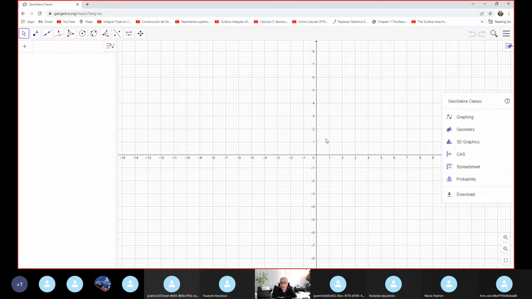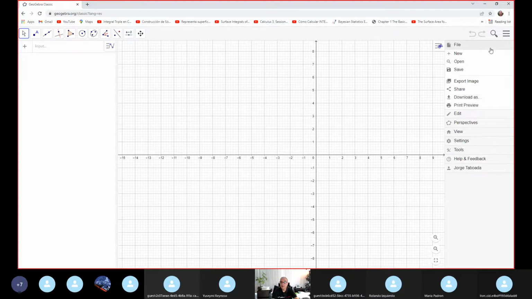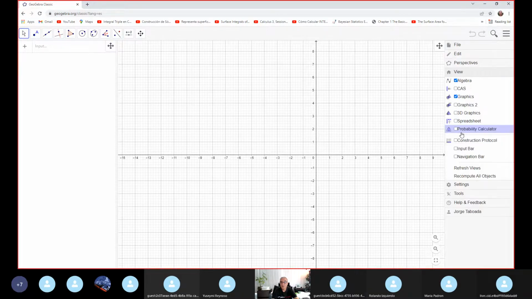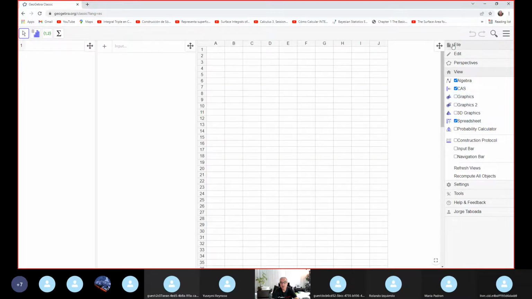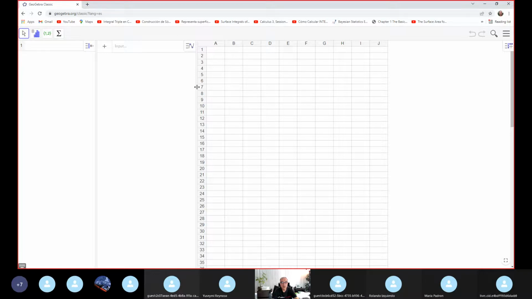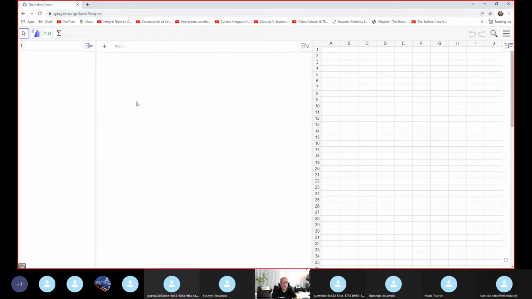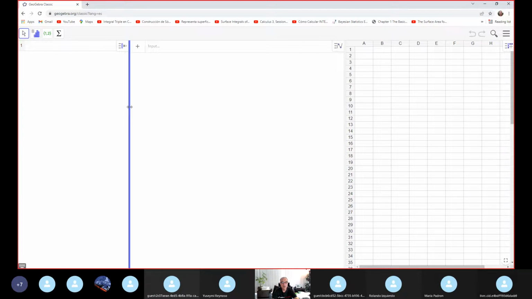I click here on these 3 lines. Here I select view. When I select view, I see several views. This is algebra, just algebra. Graphic, no. I don't want graphic. I want CAS. I want spreadsheet. Bam. Close that. You can extend a little bit. Spreadsheet, algebra, and CAS.